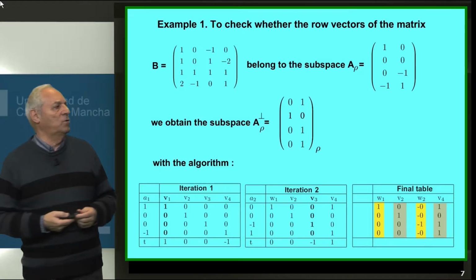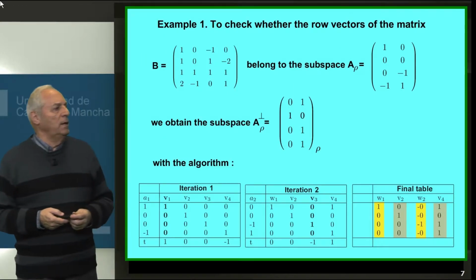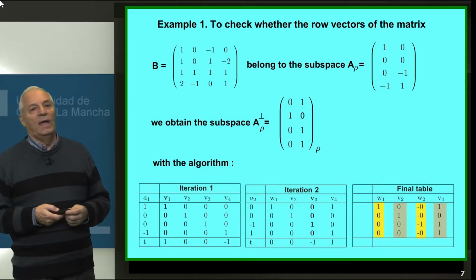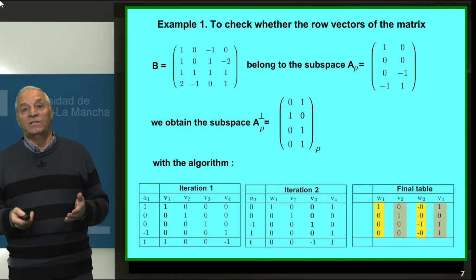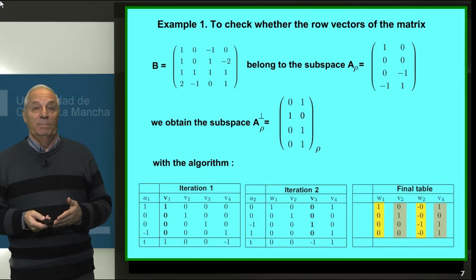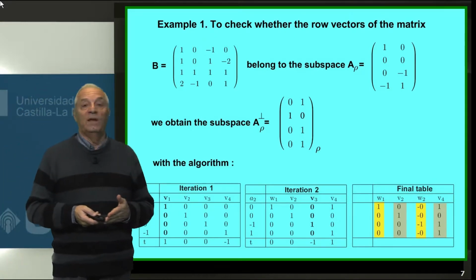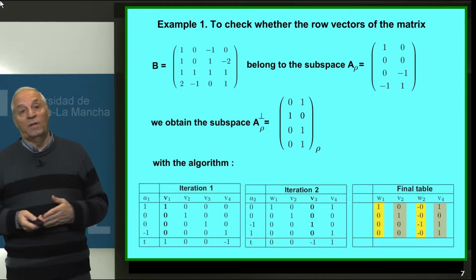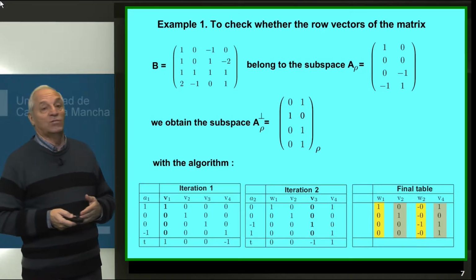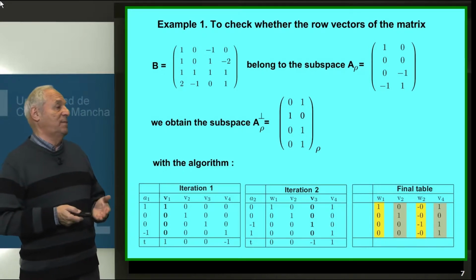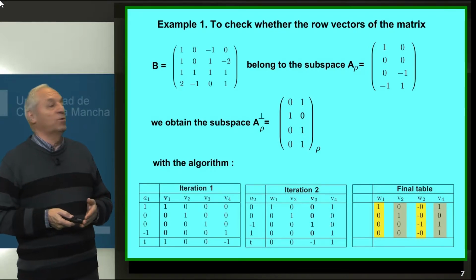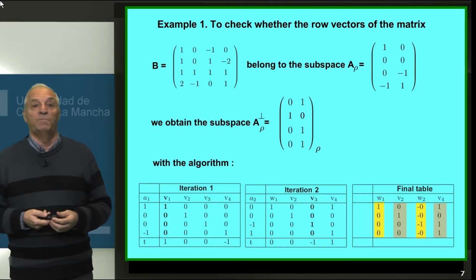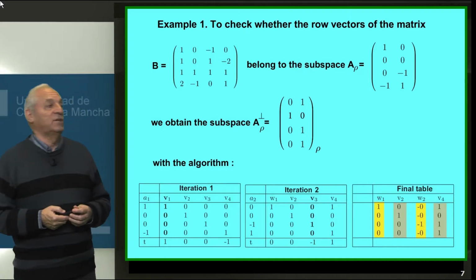Let's see it with an example. Imagine that we have a matrix B, and that we want to know if its row vectors belong to the subspace generated by those two vectors, the A rho subspace, where A is the matrix with two column vectors, that is, it is a subspace of dimension 2.